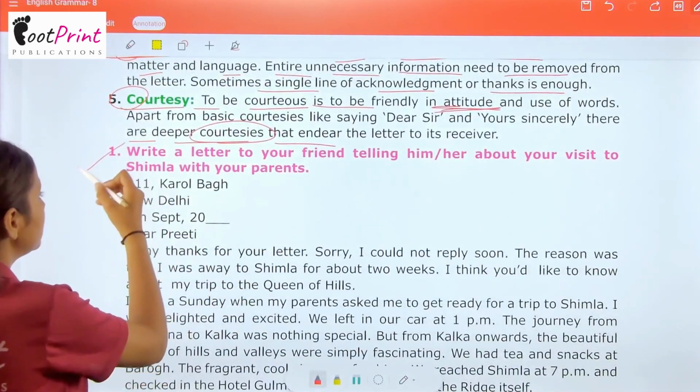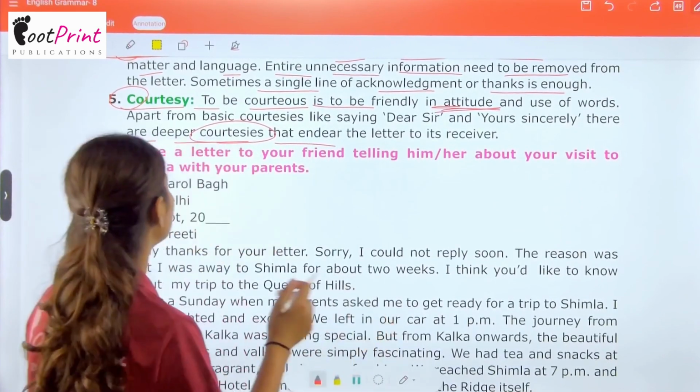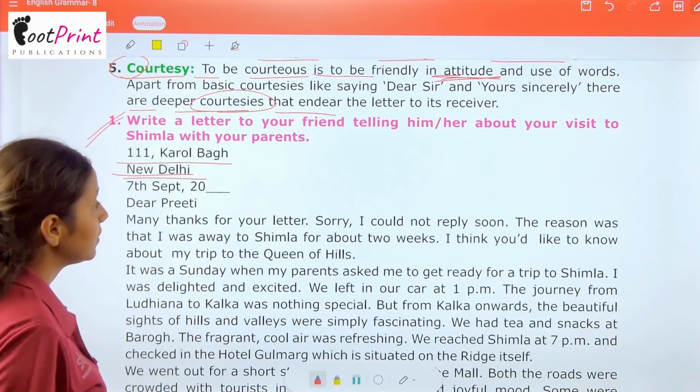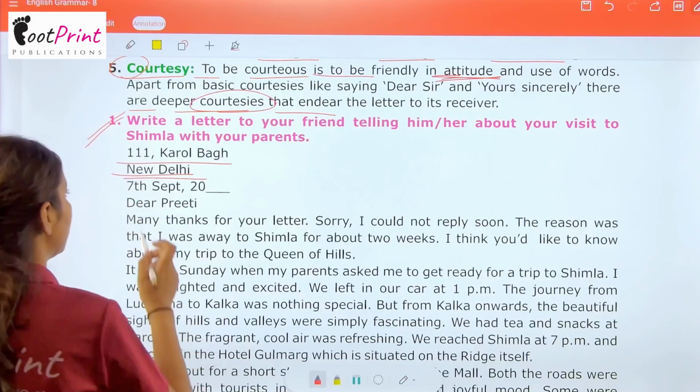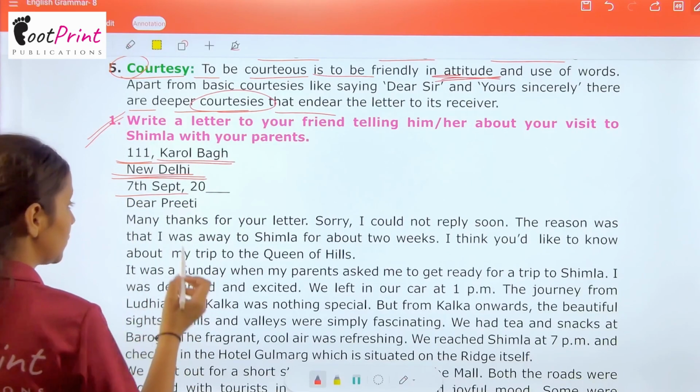Then we have the first sample. Write a letter to your friend telling him or her about your visit to Shimla with your parents. So first we will write the address. Now, 111 Karol Bagh, New Delhi, 7 September 20.